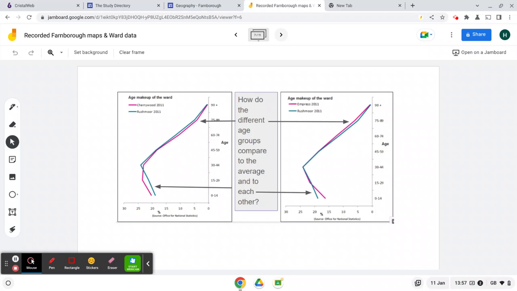So Cherrywood Ward, they both actually follow a very similar pattern to the rest of Rushmore. However, Cherrywood Ward have a younger population, or they have more children to teenagers. So this maybe suggests that you've got more families in Cherrywood Ward. Empress Ward, slightly less younger children and slightly more elderly people above the age of, it looks around sort of 55. So that might suggest you've got more people who are retired.